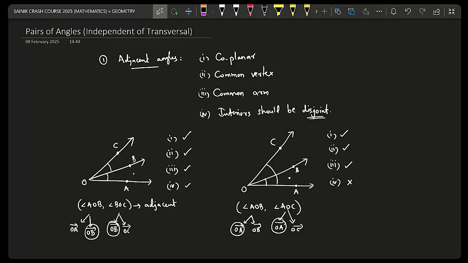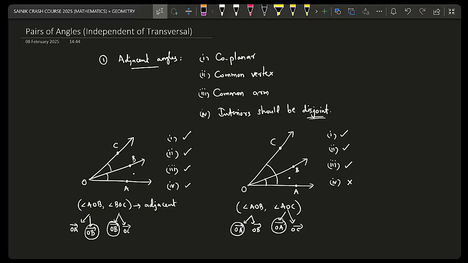What is coplanar? Just now I told you, if both the angles belong to the same plane, they are called coplanar. Suppose I am drawing all these angles on the same plane, using a writing pad. So every angle is on the same plane, so they are coplanar. But if they belong to different planes, they are not coplanar.